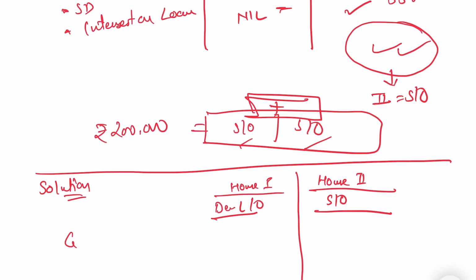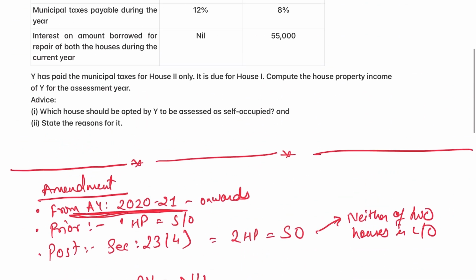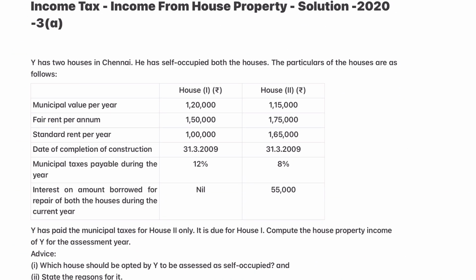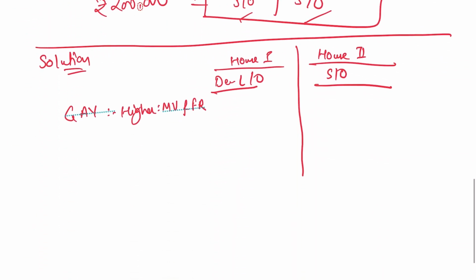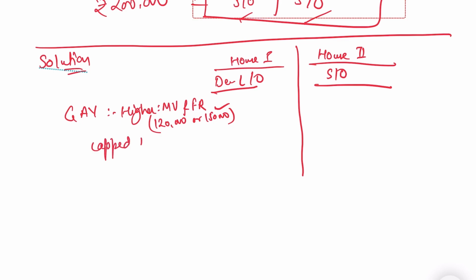So, the gross annual value. We take the higher of municipal value and fair rent. In the current case, the municipal value is 1,20,000 and the fair rent is 1,50,000. The higher is 1,50,000, which is capped to the standard rent, which is rupees 1 lakh.